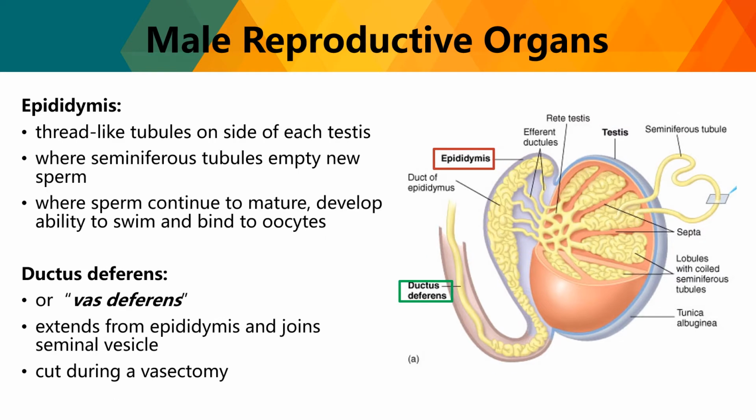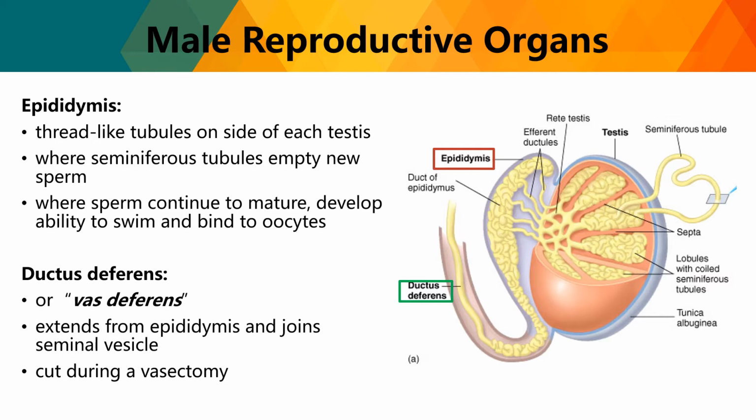Next we have your epididymis. This is a thread-like tubule on each side of the testes, and this is where the seminiferous tubules empty the new sperm. Coming from the seminiferous tubules, it will eventually pass through the rete testis, then your efferent ductus, and then your epididymis. It is also where the sperm continue to mature, developing the ability to swim and to bind with your oocytes. And then you also have your ductus deferens, or vas deferens as others call it.